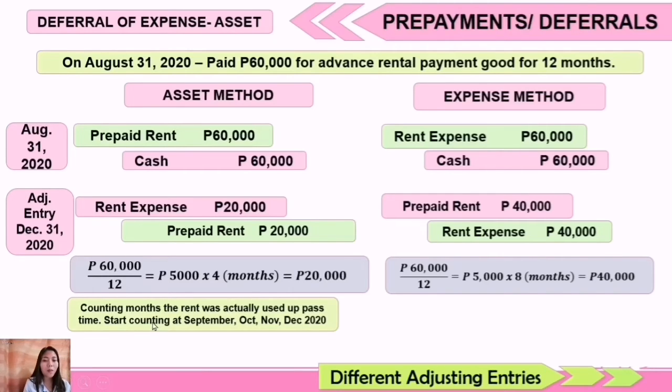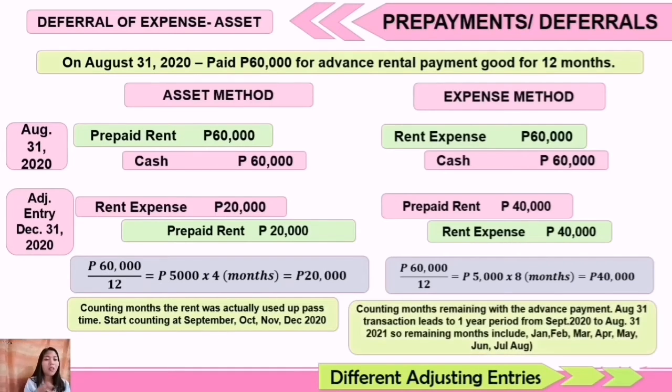Here under the asset method, we are counting the months that the rent was actually used up: September, October, November, December. Here we are counting the months remaining with the advance payment that we had. So we will start with January because we already used up September up to December. So that's how to compute the number of months in adjusting entries.